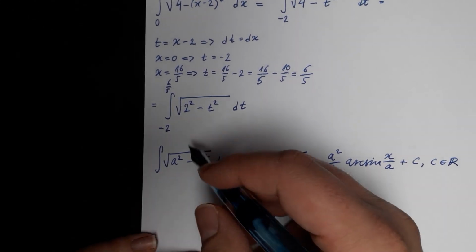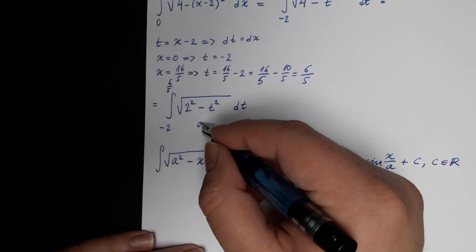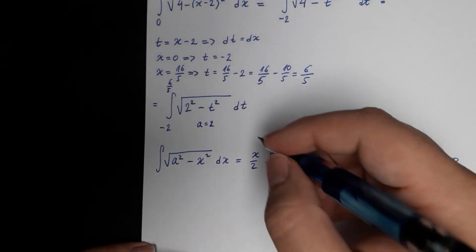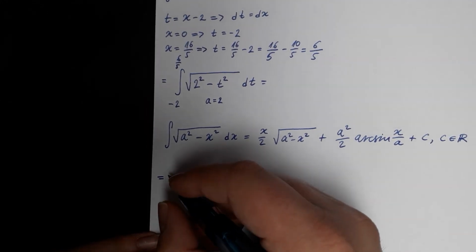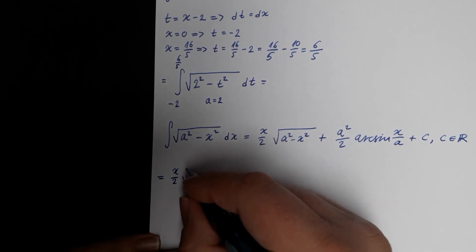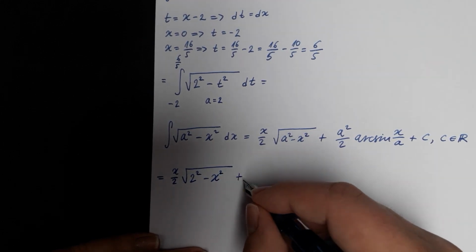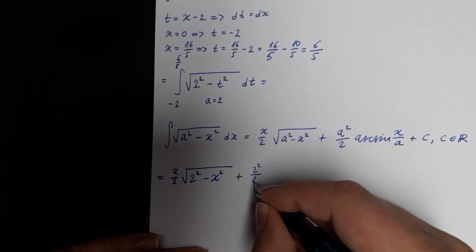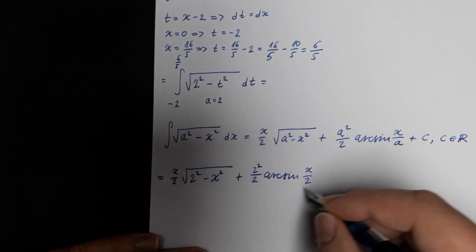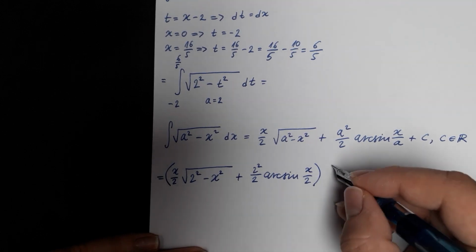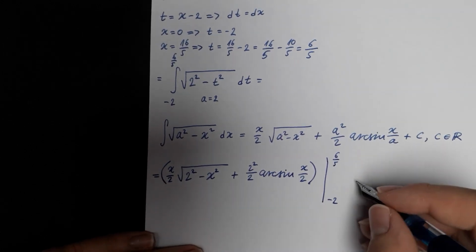Now that basically means that in our integral which we have to solve, a is equal to 2. So we have the following. We have x over 2 times the square root of 2 squared minus x squared, plus 2 squared over 2 arcsine of x over 2. And all of that is happening in the borders from minus 2 to 6 over 5.